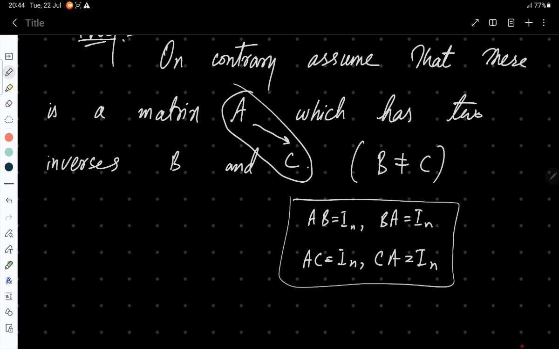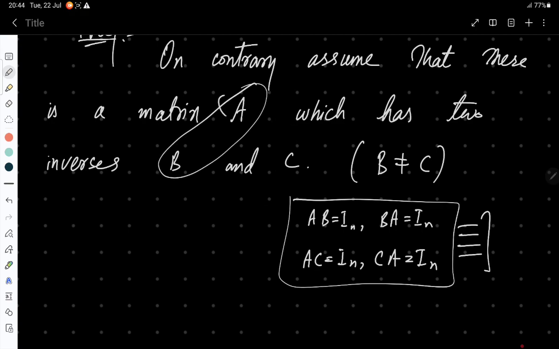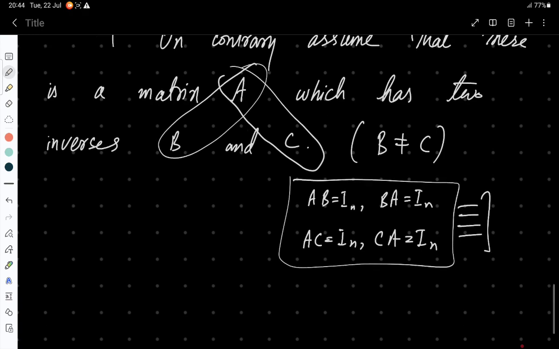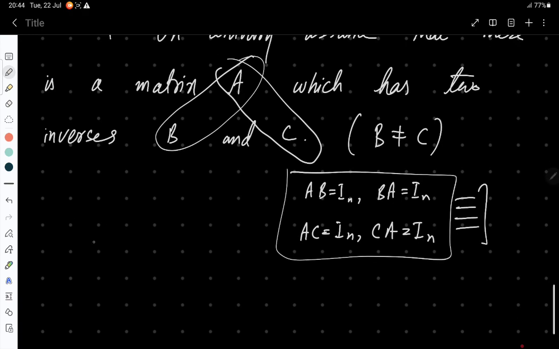So we will proceed with this theorem and we will assume these things are true, because we have assumed them contrarily. We have assumed that A has two inverses contrarily, and we have explained it here. Now our aim is to find a contradiction. Let's find a contradiction. We are given that B and C are different.